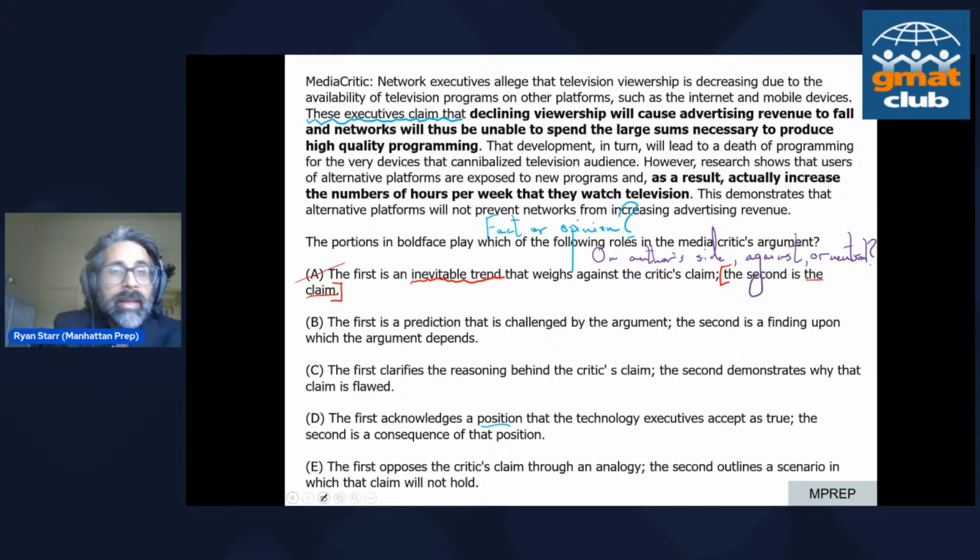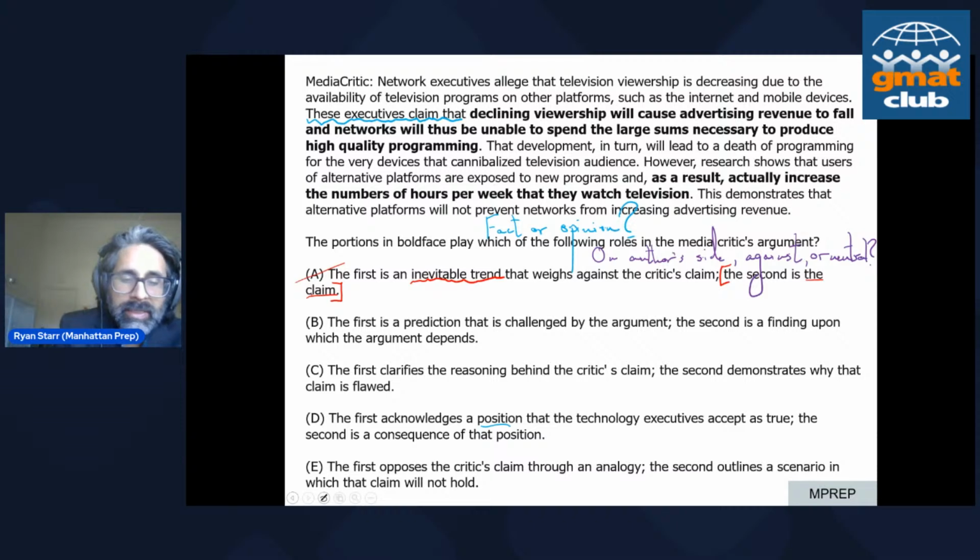And so A gets eliminated for a couple of reasons. But notice, you don't have to spot both of them. Any one thing that's wrong with an answer ruins the answer. All right. So we seem to have some agreement about A and E. A lot of agreement about A and E. And some agreement about D as well. Some disagreement about B and C.